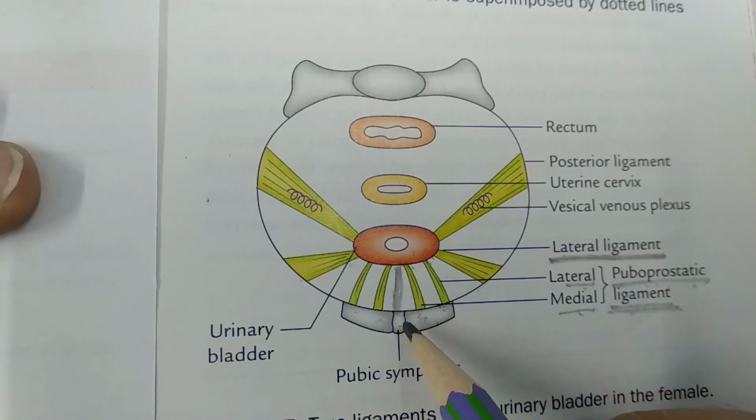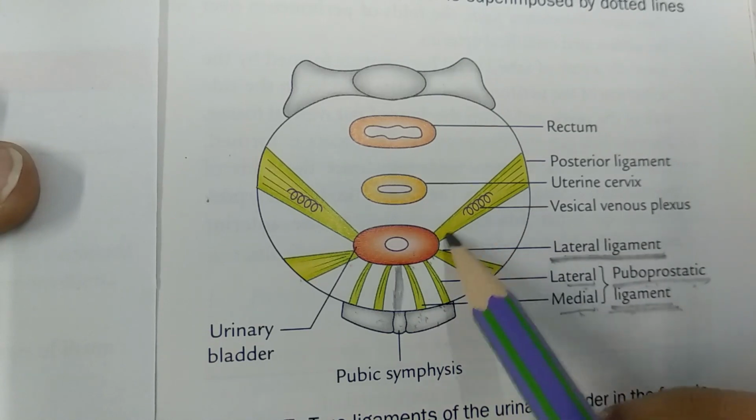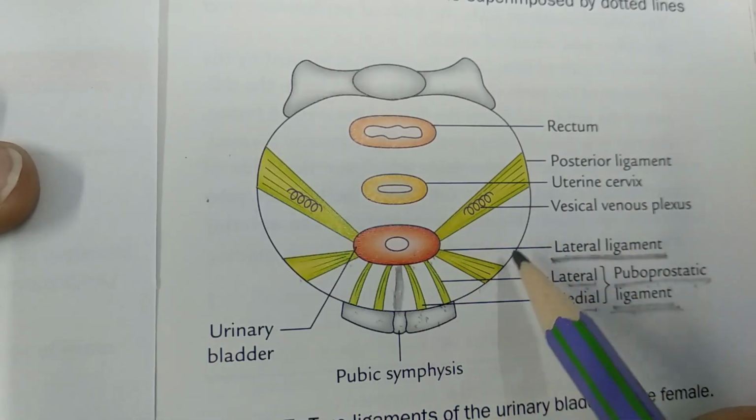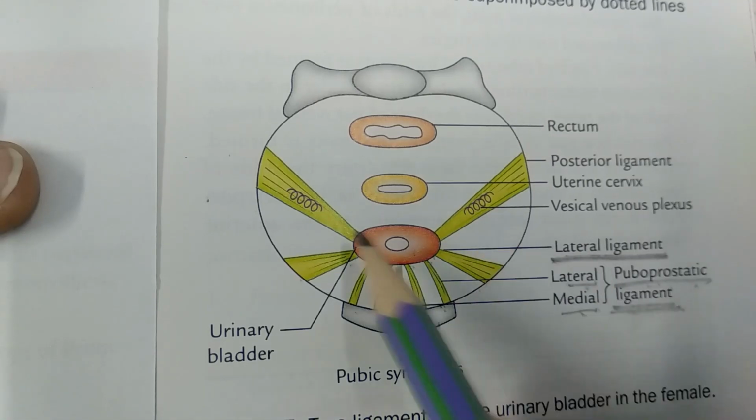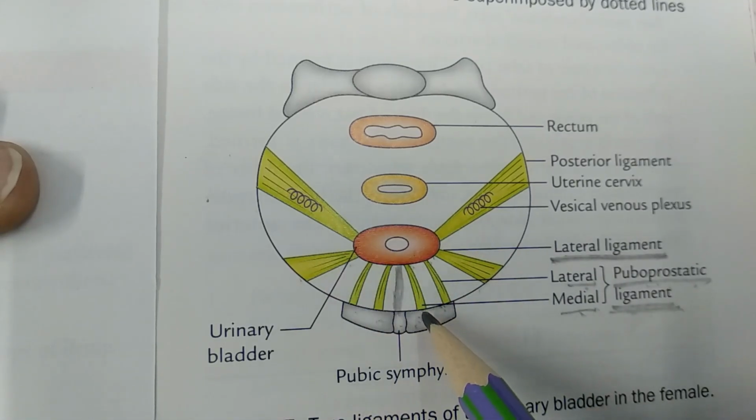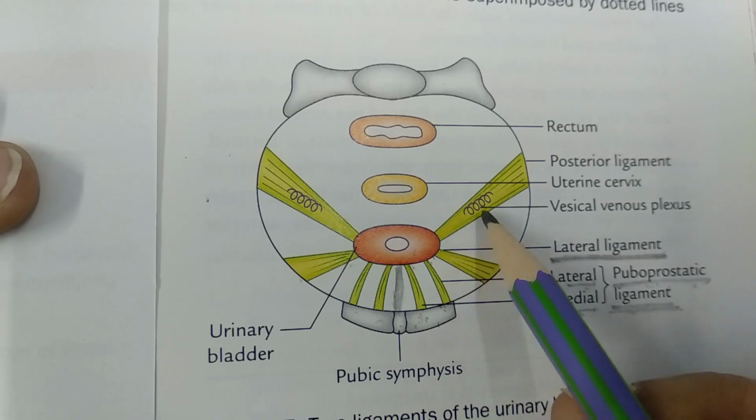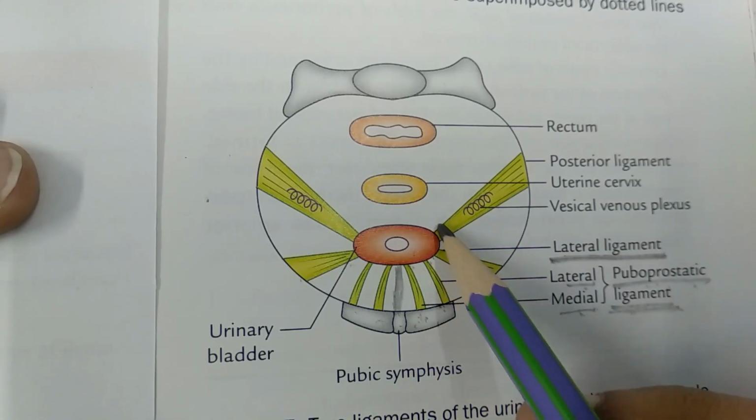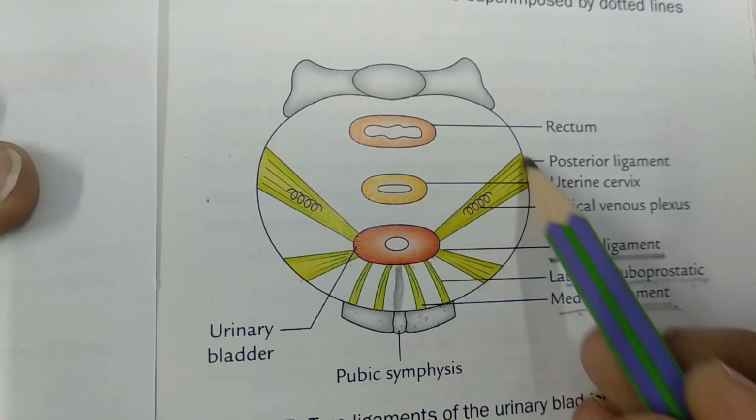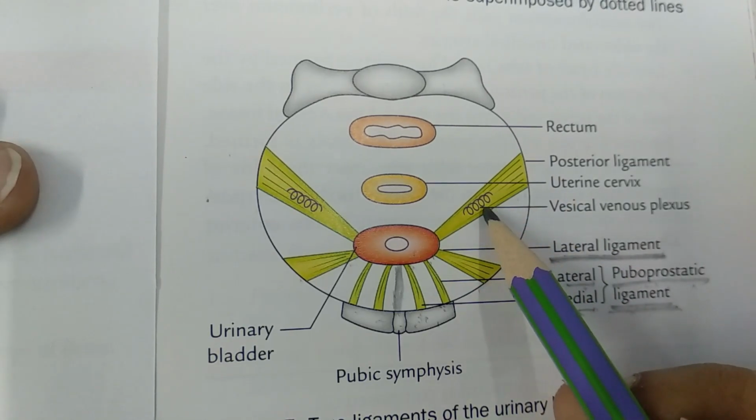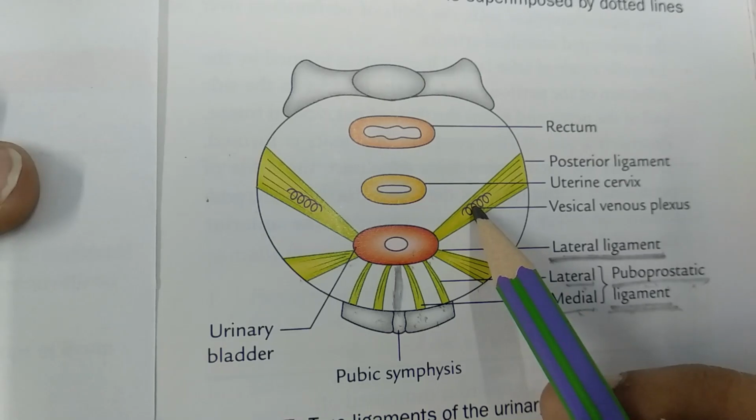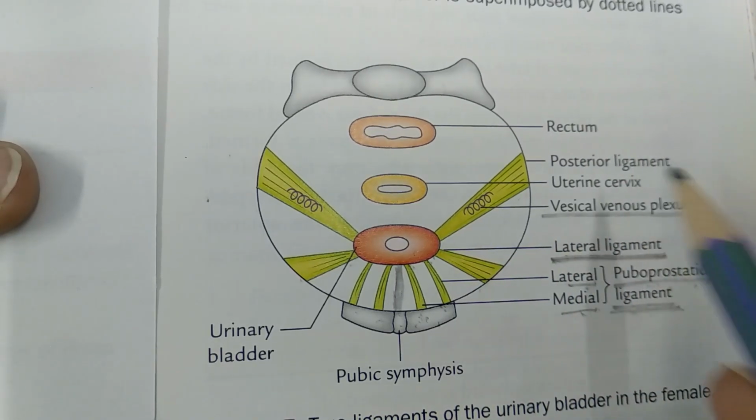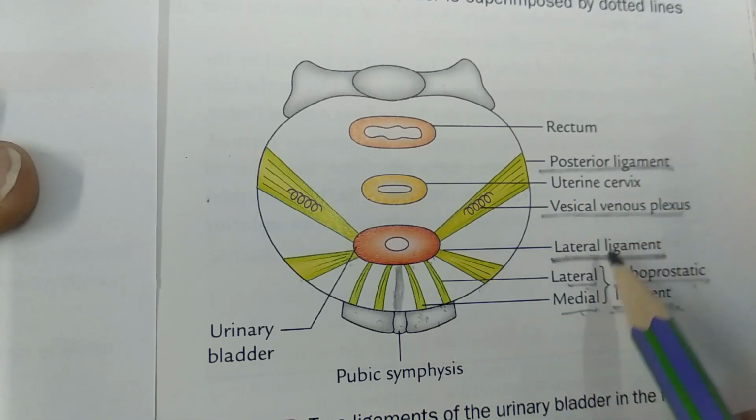Now the last one is the posterior ligament. You can see here on both sides. They are two in number, right and left, and they extend as a sheet of loose areolar tissue from the side of the base of the bladder to the lateral pelvic wall, and they also contain the vesical venous plexus. These are the two posterior ligaments.